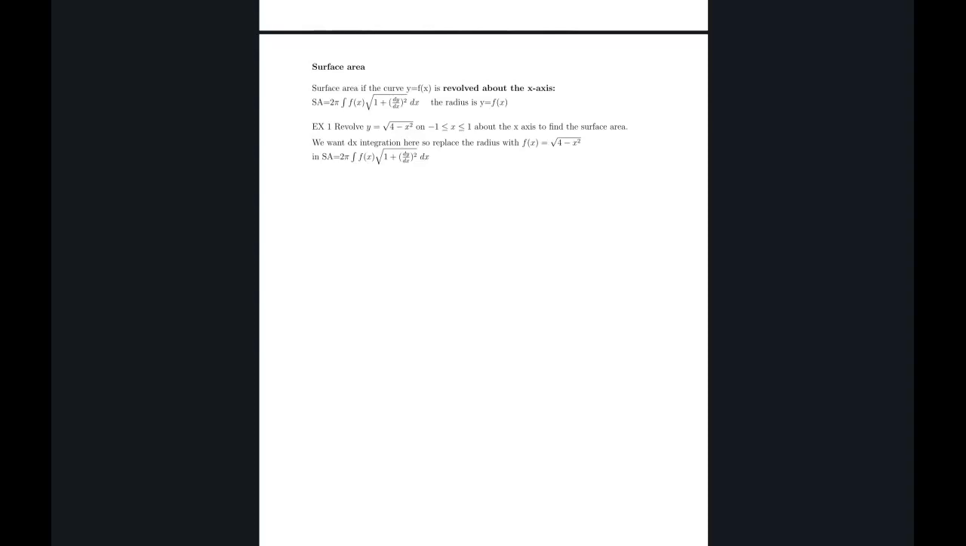Surface area. So the first thing you want to identify is which axis you're revolving around. Here is a typical kind of problem you see on a homework, quiz, or test. It says revolve about the x-axis. So the first thing to say is, I know the radius will be y, because I'm revolving around the x-axis, taking a curve and spinning it around. The radius is this distance right here, and that's y.